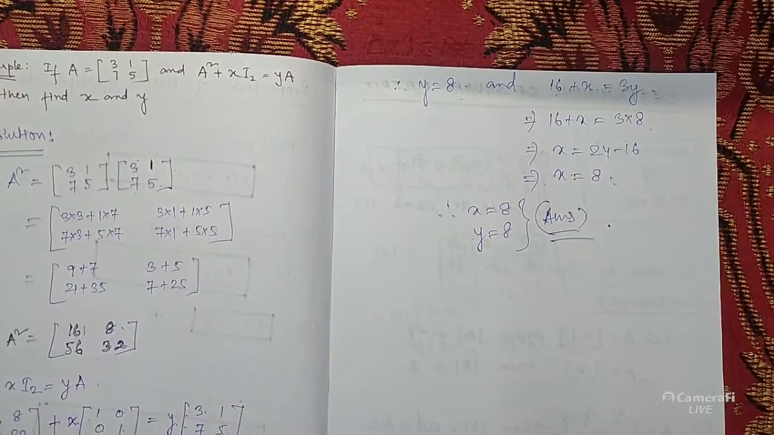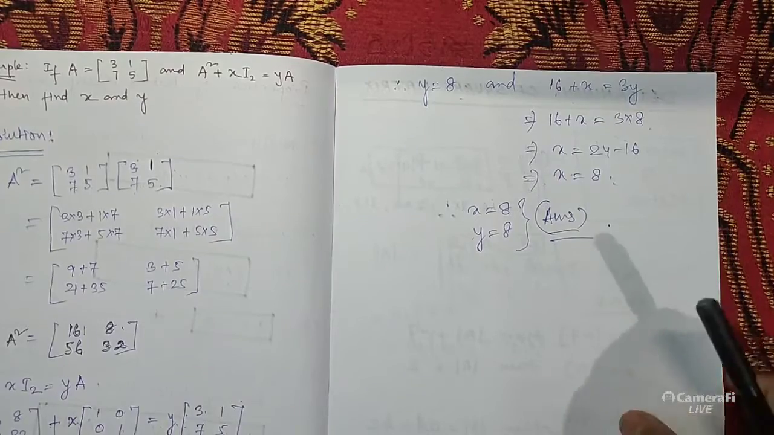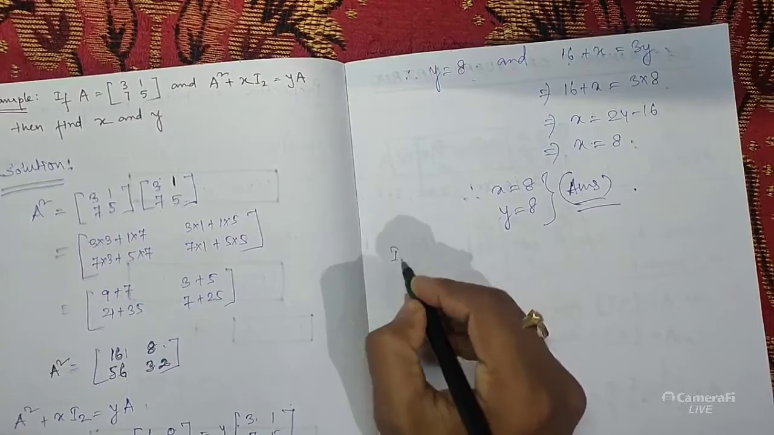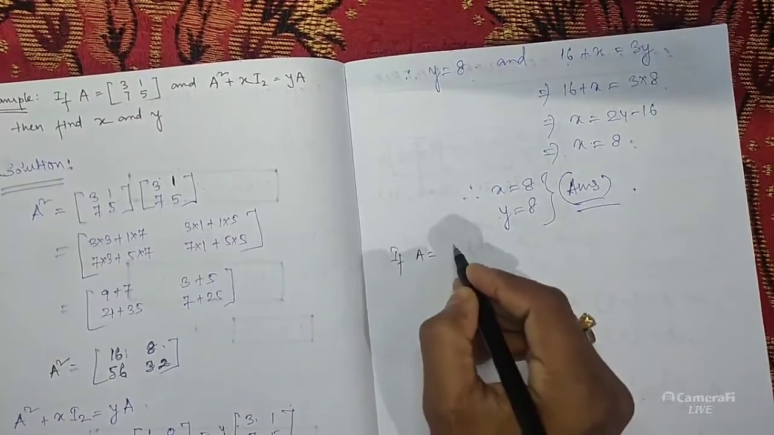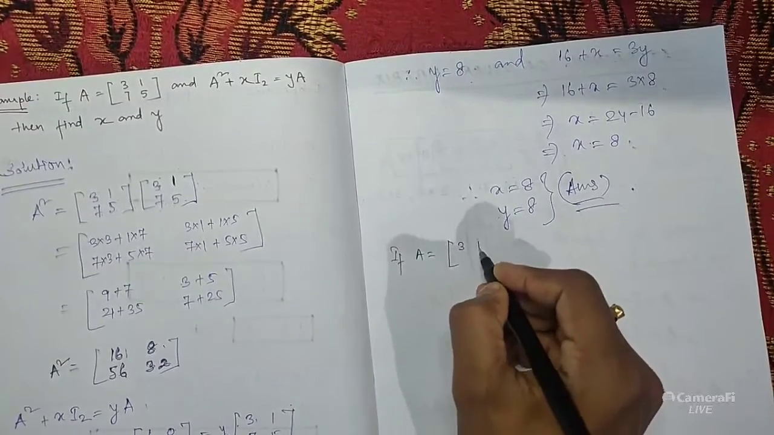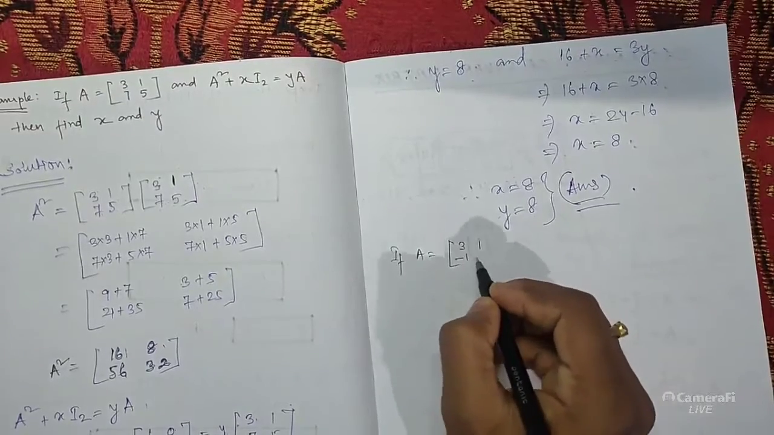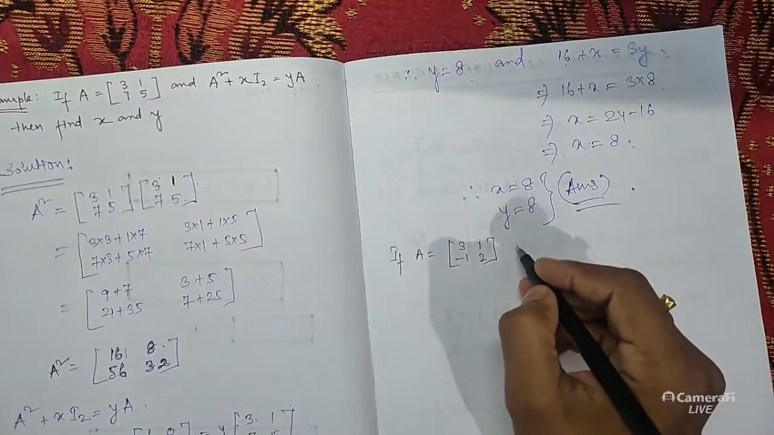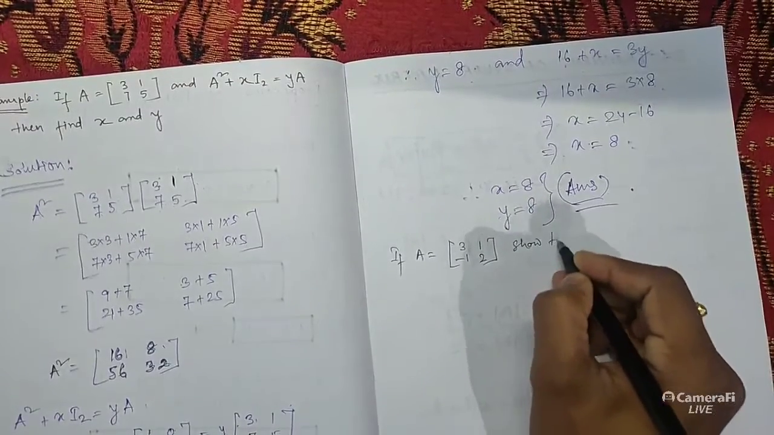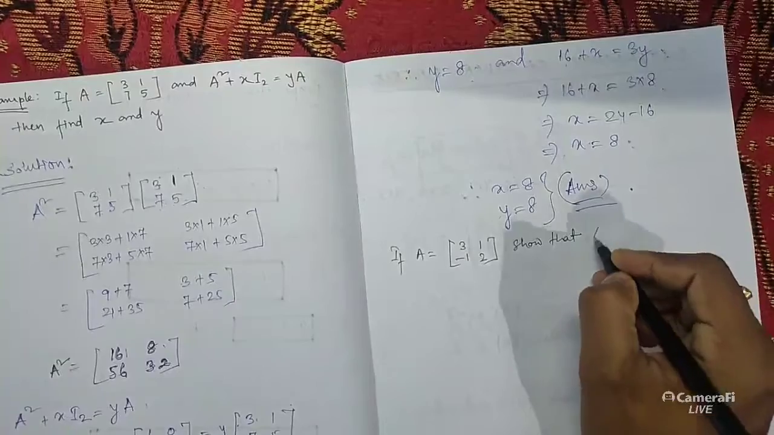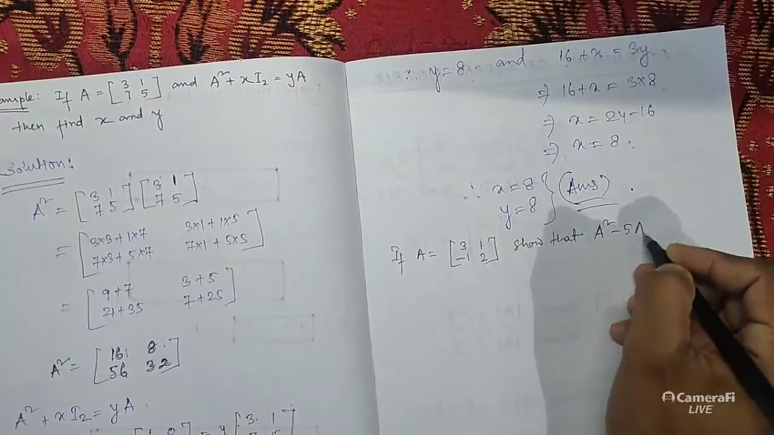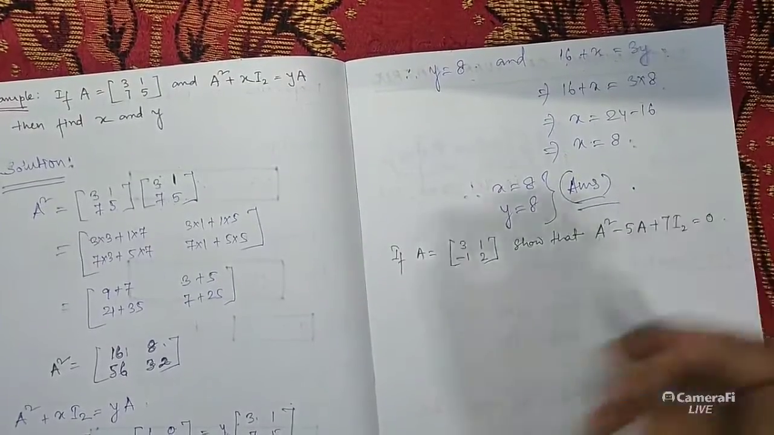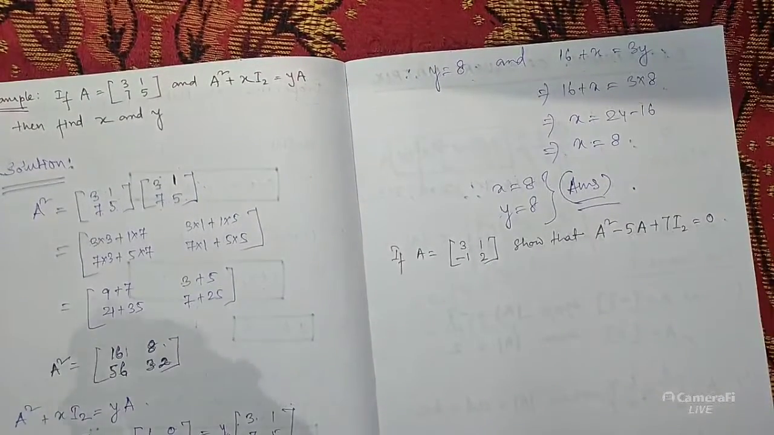Let me take another example. So if A equals [3 1; minus 1 2], we have to show that A square minus 5A plus 7I2 is equal to 0, the null matrix.